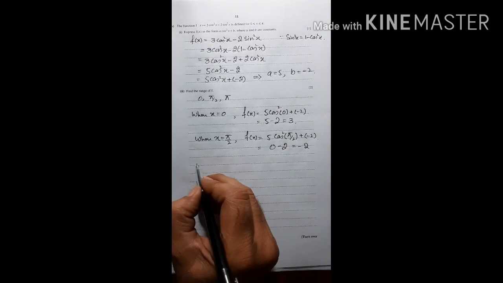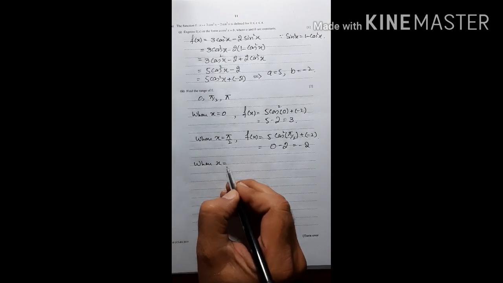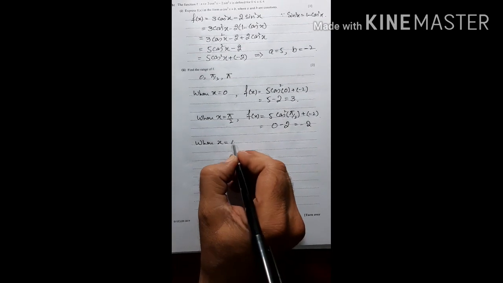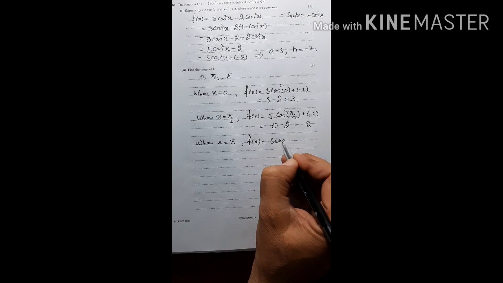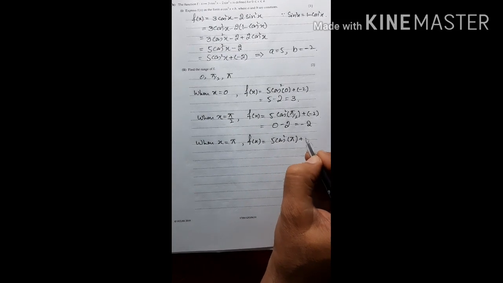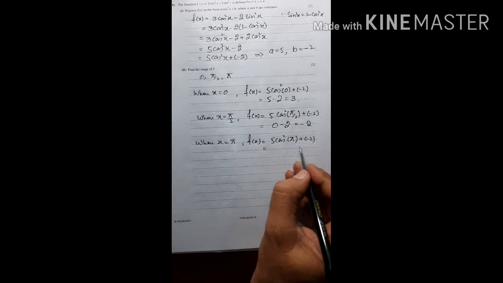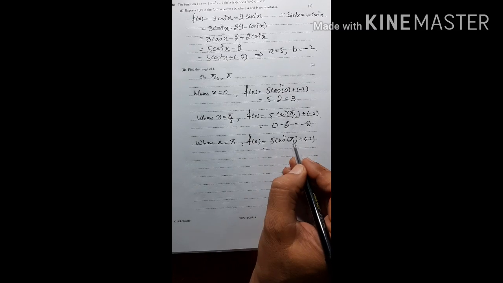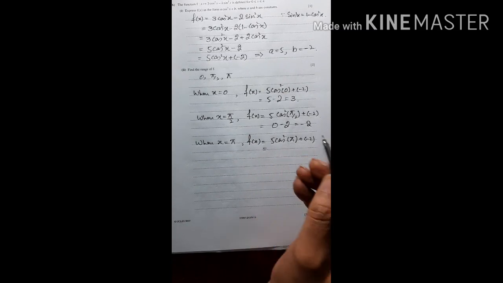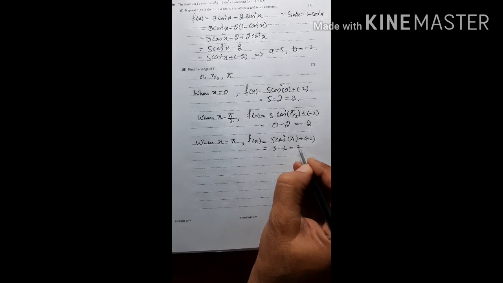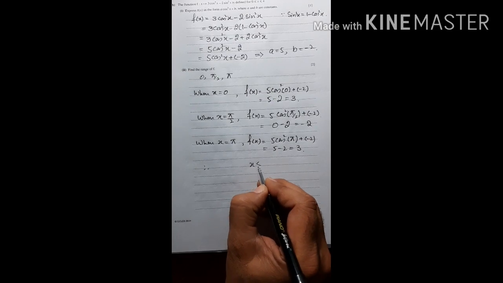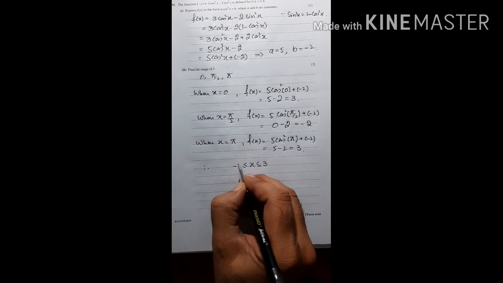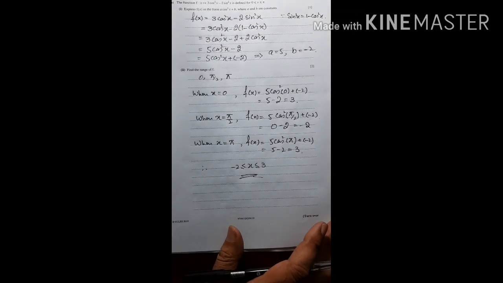And when x is equal to pi, f(x) will be 5 cos square pi plus minus 2. This is again 1 minus 1. So cos pi is minus 1. So minus 1 square is 1. That's why 5 minus 2, which is 3. Therefore, the range will be between 3 and minus 2. This is the range of the function.